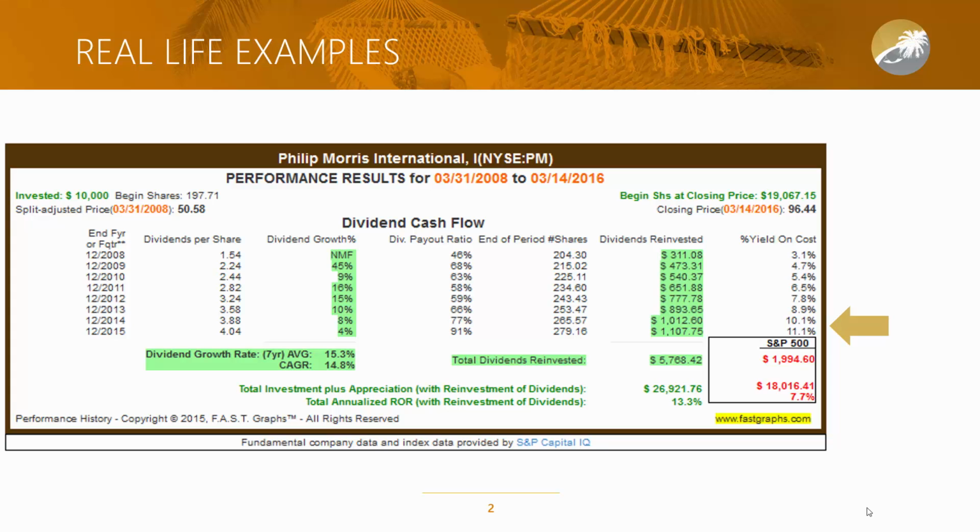You can see that if you had invested in Philip Morris stocks in 2008 with a starting yield of 3.1%, which you can find in the last column, your yield on cost would have grown to 11.1% by now. So the previous theoretical calculations are not far from reality at all. And please notice that your annualized return would have been above 13%, while the S&P 500 index provided a return below 8% in the same period. Both are calculated with the reinvestment of dividends. A really nice yield on cost and a market-beating total return, exactly what I love.